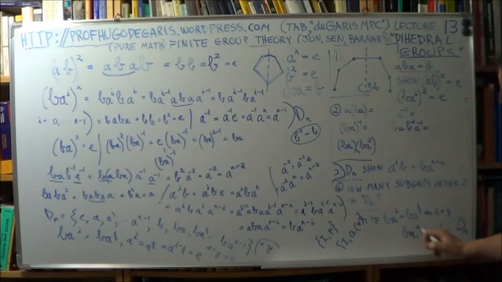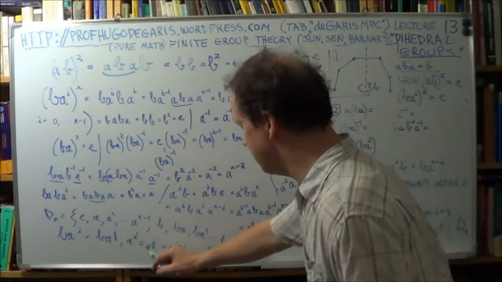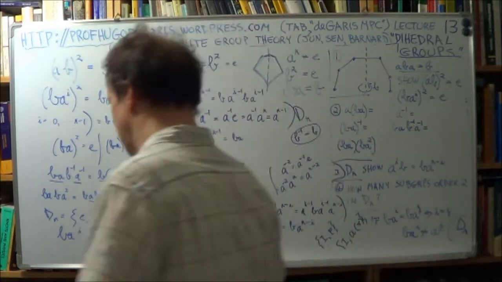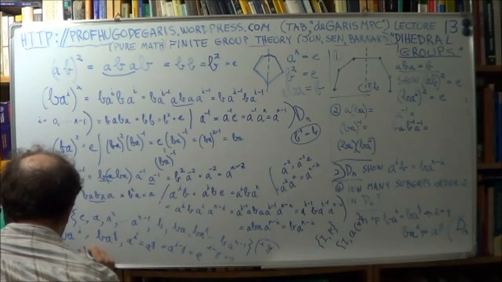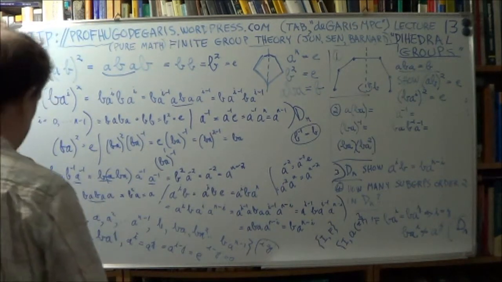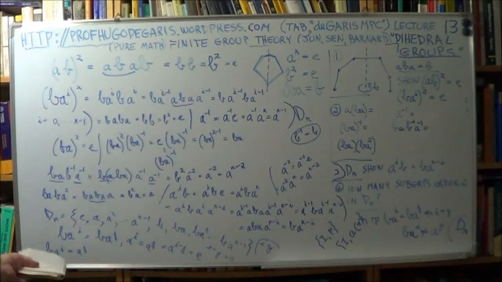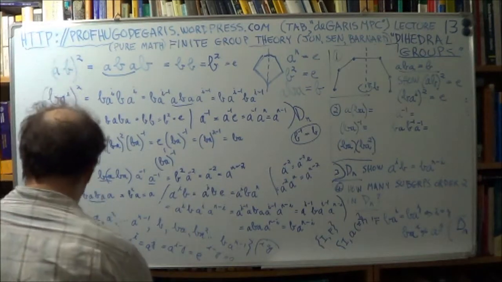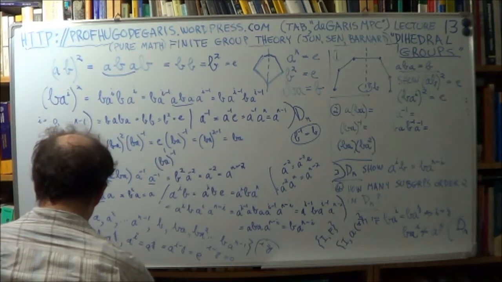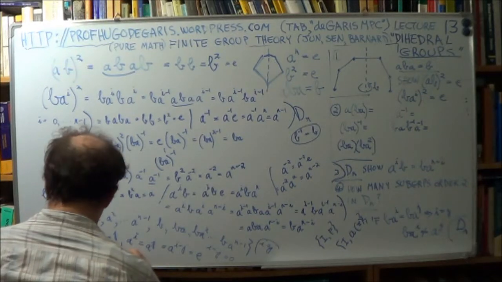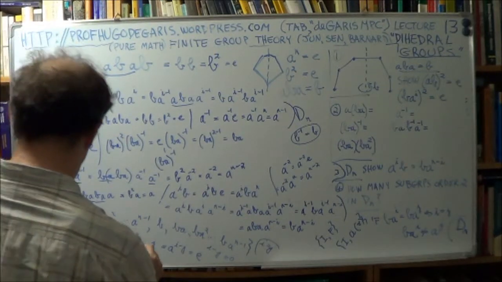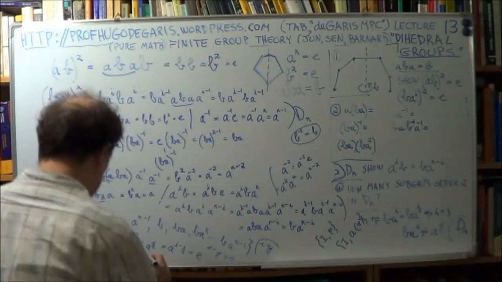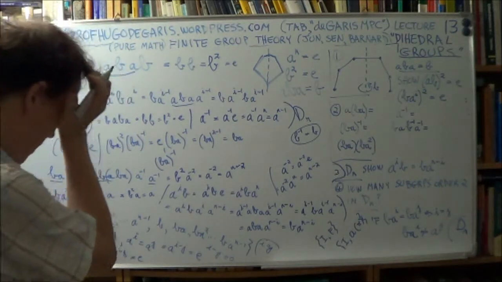So let b a^i be equal to one of these, let's say a^j. So b a^i equals a^j, right? So post multiply both sides by a^(-j). So you'll get b a^(i-j) equals e. So that makes sense.